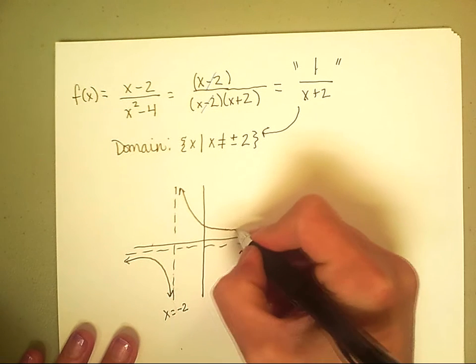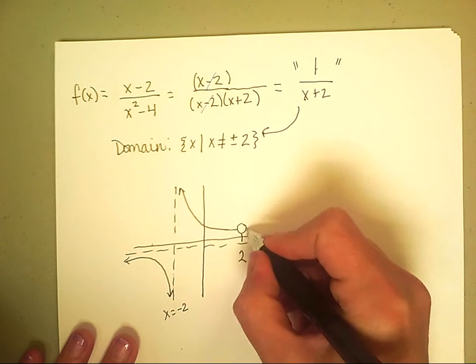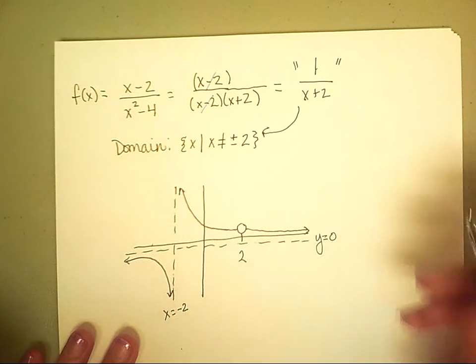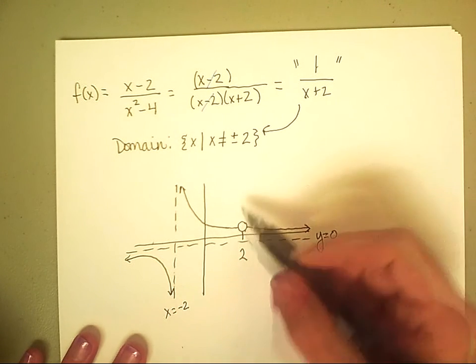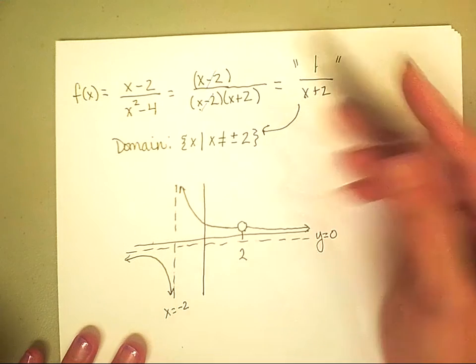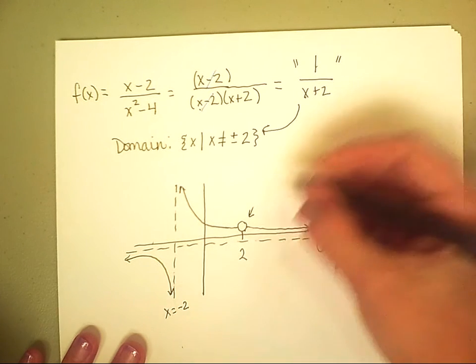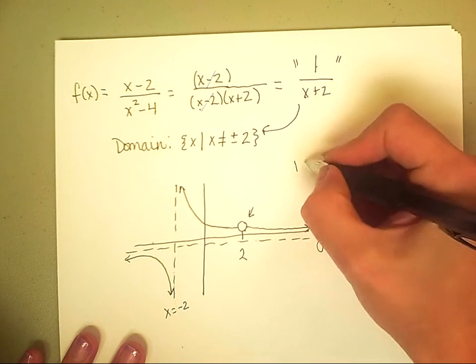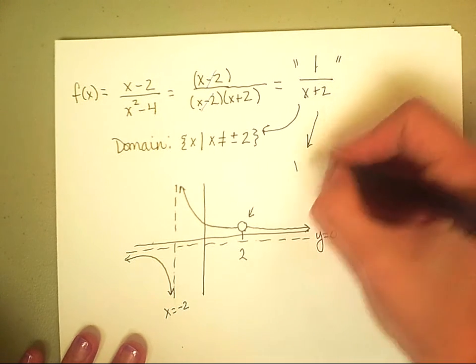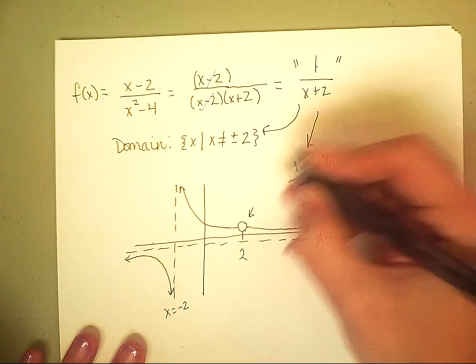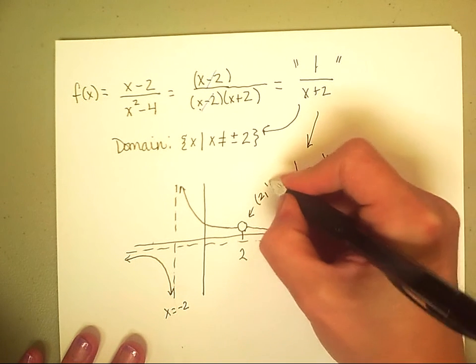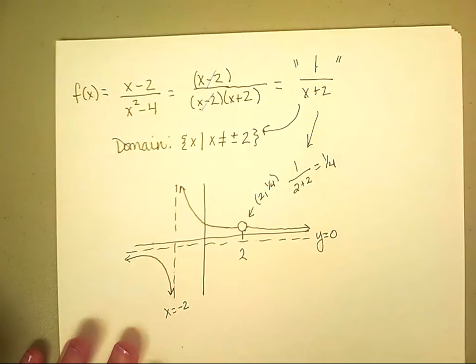However, we're going to get a problem when x is equal to 2 from the domain. There's going to be a hole there, because 2 is the removable discontinuity. It came from here. So what are the coordinates of this hole? Well, we can put it into our reduced function, and we'll get 1 over 2 plus 2, which is 1/4. So the coordinates of this hole are 2, 1/4.